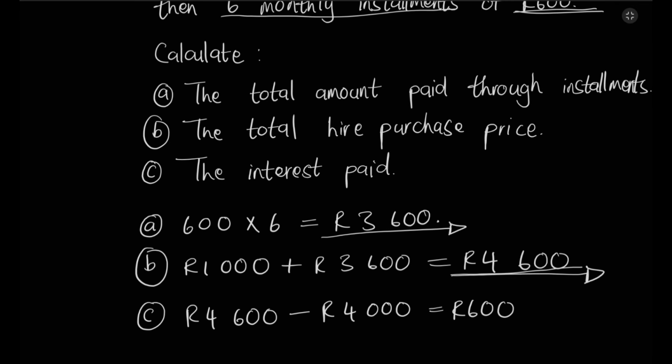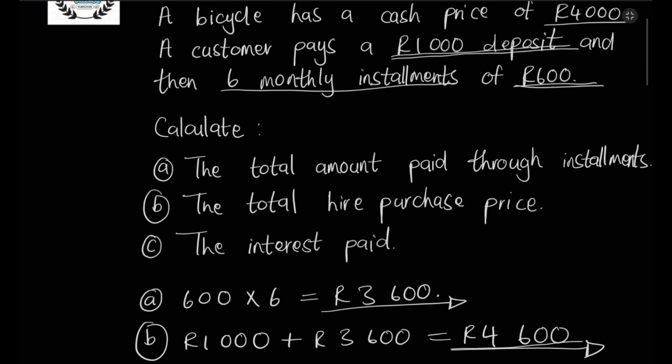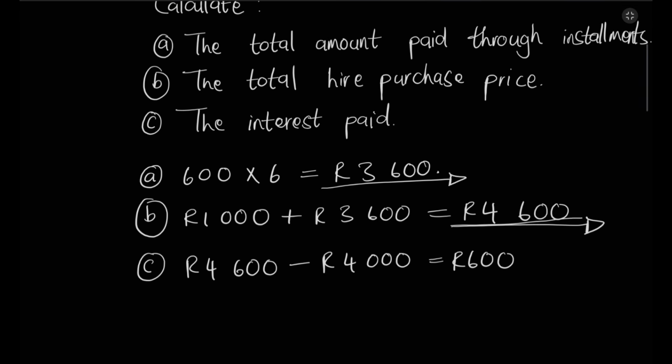You start with the deposit. We did so. They said a customer pays a deposit of 1,000 Rand. So we started with 1,000 Rand. And then we have installments that we have paid for. 6 monthly installments. So if you calculated the monthly installments, we said 600 times 6, which is 3,600 Rands. So we take our deposit, add our total installments. Our deposit is 1,000 Rand, our total installments is 3,600 Rand, which is a total of 4,600 Rand.